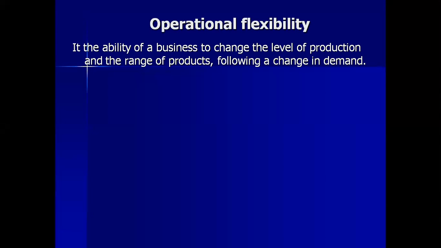For example, customers now desire a different kind of product. For that, the business must have the ability to change their level of production. Here, level of production means whether they are able to produce more at a higher level or not. Similarly, whether they are able to produce a variety of products, like maybe another range of products or not. Obviously, it depends on the ability of a business whether they do it or not.